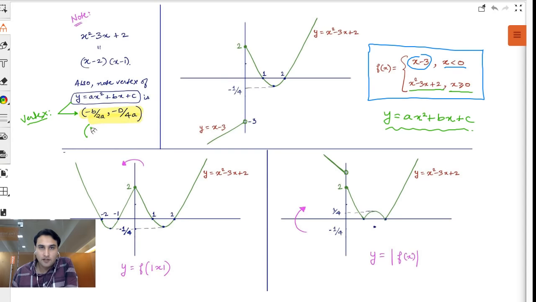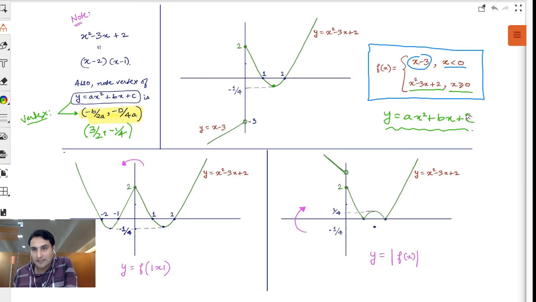Its vertex is minus b by 2a comma minus d by 4a, which if you calculate will come out to be 3 by 2 comma minus 1 by 4. This point, this is the vertex. This point is 3 by 2, that is between 1 and 2, 1.5, minus 1 by 4. That is one way to plot the graph.